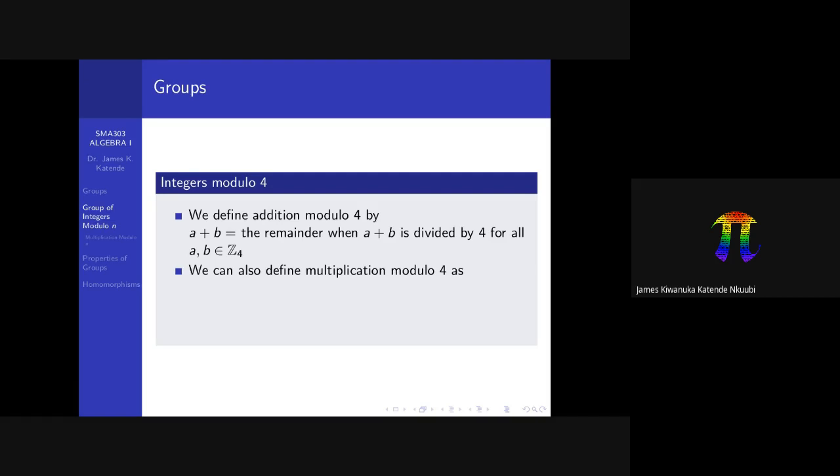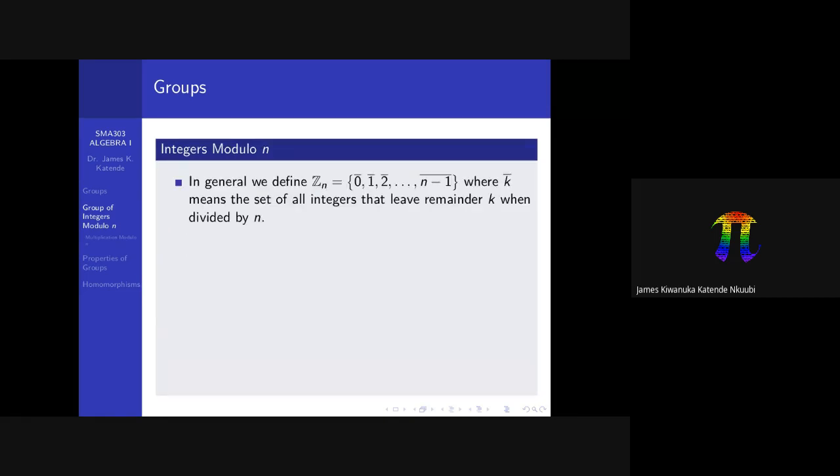Now we can also define multiplication modulo 4. Under addition, Z4 will be a group, so we can conclude that. The multiplication modulo 4 is defined as follows: you simply multiply the numbers and you get the remainder when this product is divided by 4. That's what we call multiplication modulo 4. We shall illustrate this next.